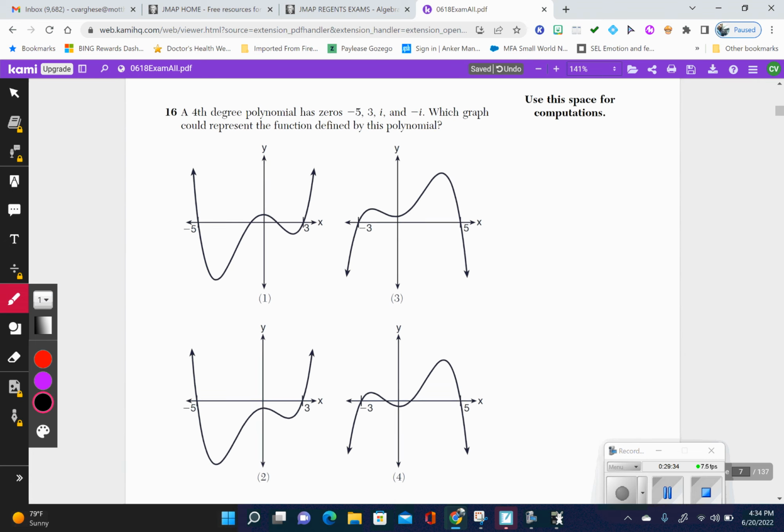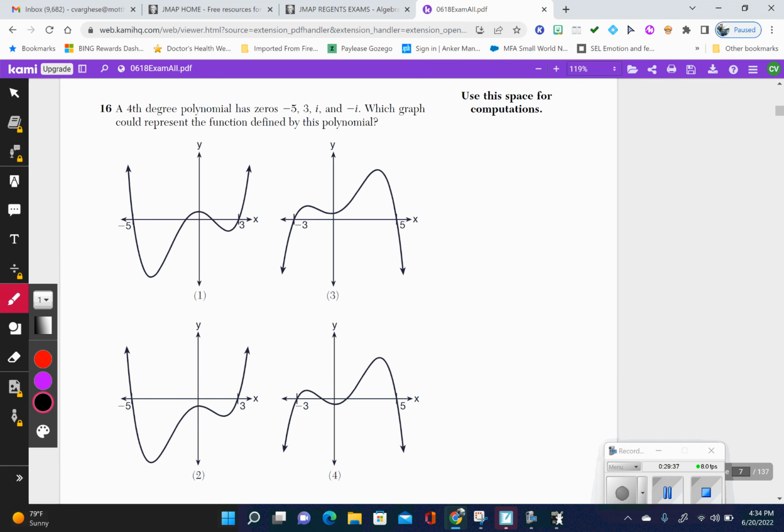A fourth degree polynomial has zeros, so you have negative 5 and 3, okay. And then you have 2 imaginary solutions. These are real solutions, so it cannot be this one, okay? Real means that it crosses the x-axis. So negative 5 is a real number, 3 is a real number, but i and negative i are not. So this one right here is also wrong because this is negative 3 and positive 5.